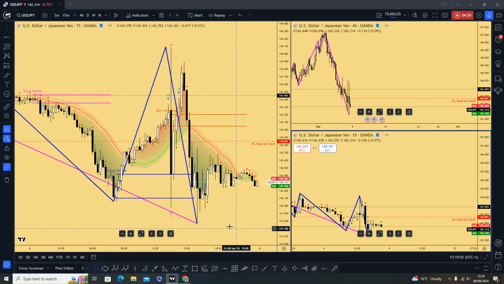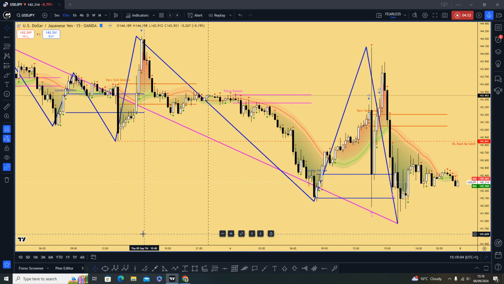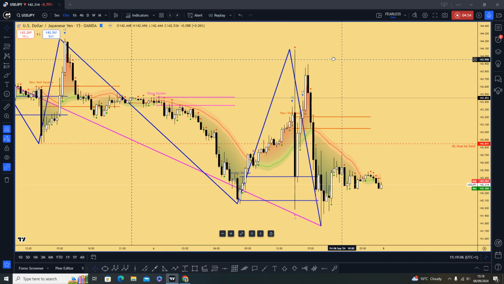So let's look at the 15 minute chart quickly, because that is very important.